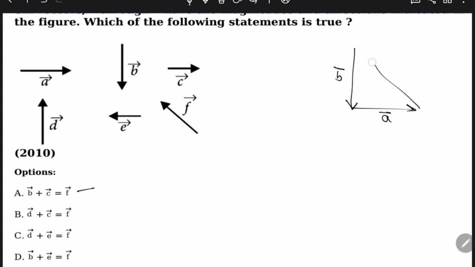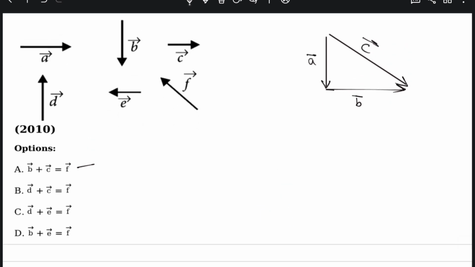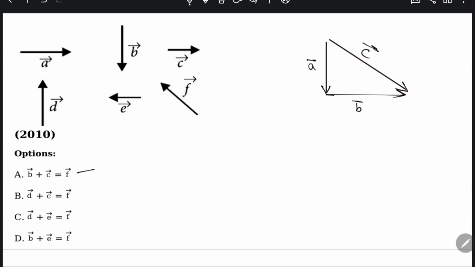This is B vector, so their third vector. This is your A vector. This is your B vector. This is our resultant vector, C vector, that is opposite. Means two vectors are in the same direction, so definitely the third vector is in the opposite direction. So see which option's condition is being satisfied.